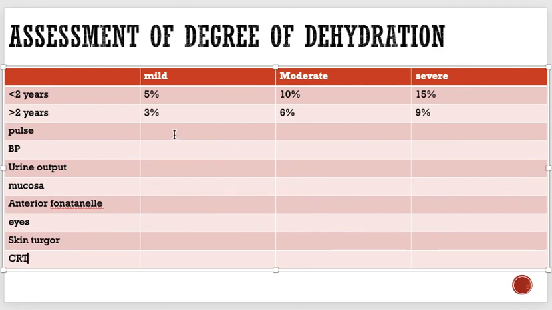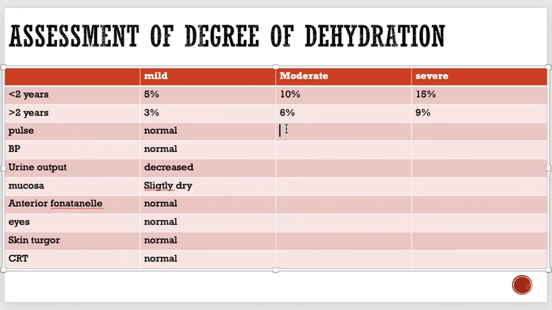Okay, so in mild dehydration, mostly the pulse is normal, the blood pressure will be normal, the urine output, of course, will be decreased, the mucosa will maybe be slightly dry, right? Anterior fontanelle may be normal, eyes will be normal, skin turgor will be normal, and CRT will be normal. Of course, we consider CRT normal whenever it is less than 3 seconds. Whenever it is more than 3 seconds, we can say that the CRT or capillary refilling time is abnormal, right?